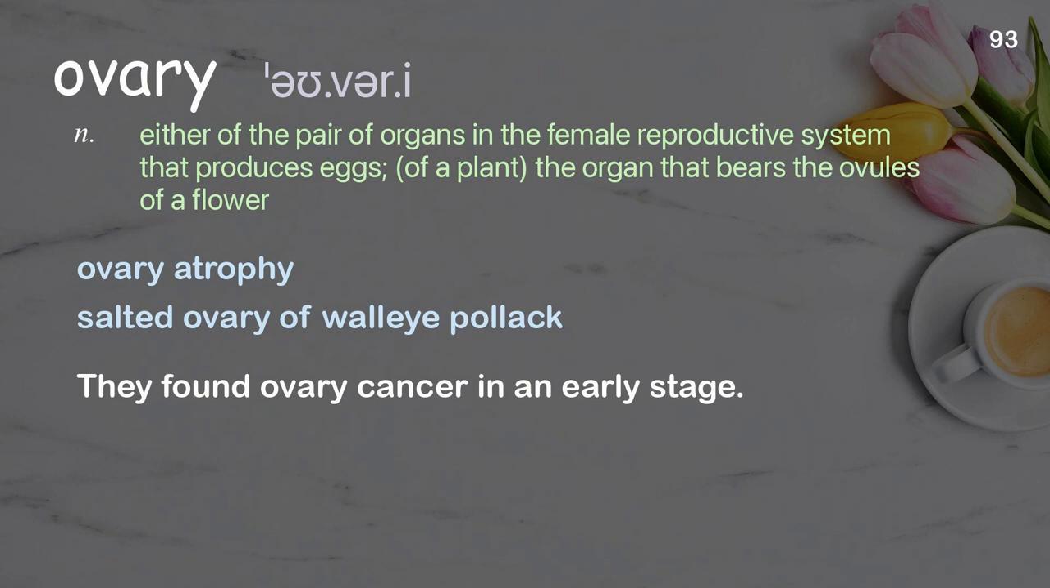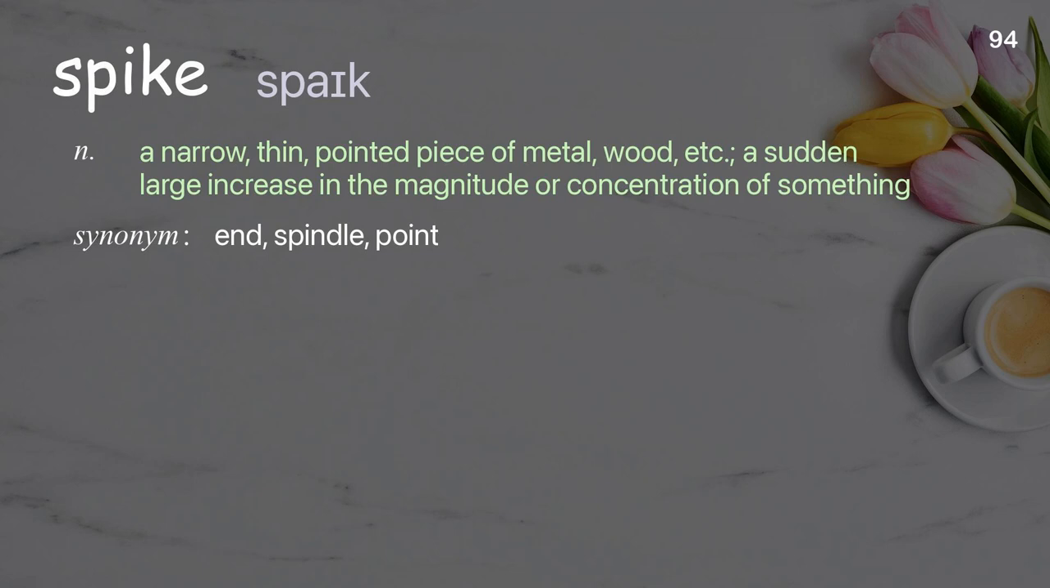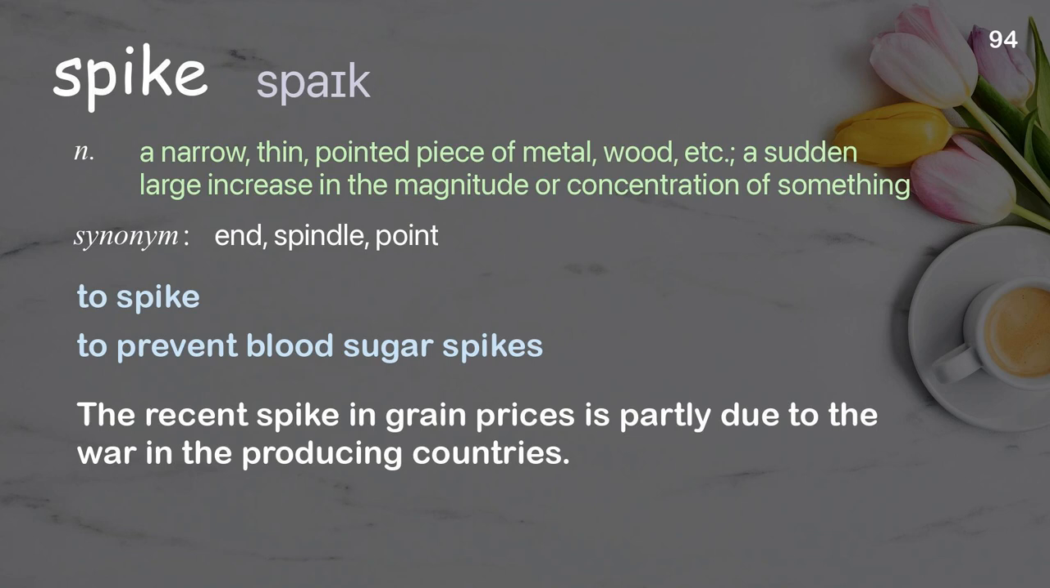Spike. A narrow, thin, pointed piece of metal, wood, etc., a sudden large increase in the magnitude or concentration of something. Examples: To spike. To prevent blood sugar spikes. The recent spike in grain prices is partly due to the war in the producing countries.